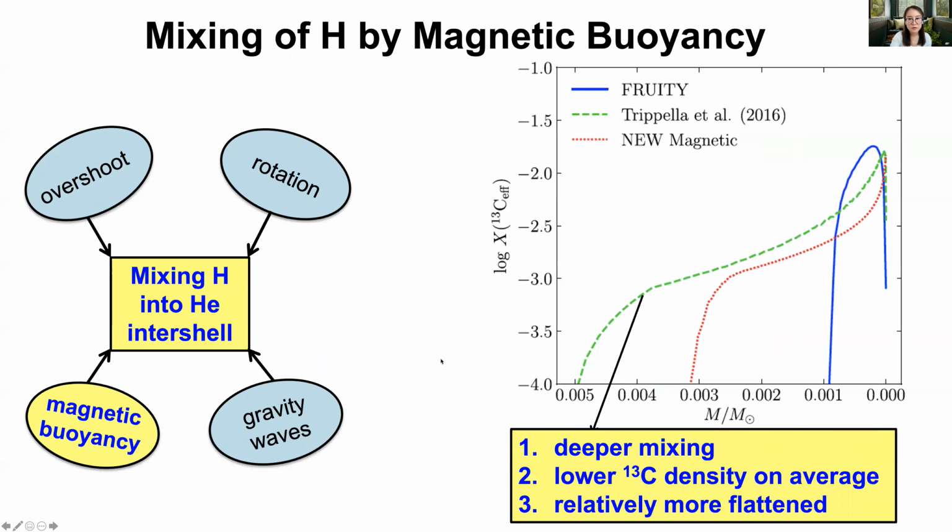There's still one parameter that we haven't changed yet, the mixing profile. So in the previous slide, we adopted the exponential mixing profile as used in the literature for the last 20 years. However, a recent investigation of the effect of magnetic buoyancy suggests that carbon-13 should have a more flattened profile and be distributed deeper into the helium intershell. So we implanted this profile in our model calculations.